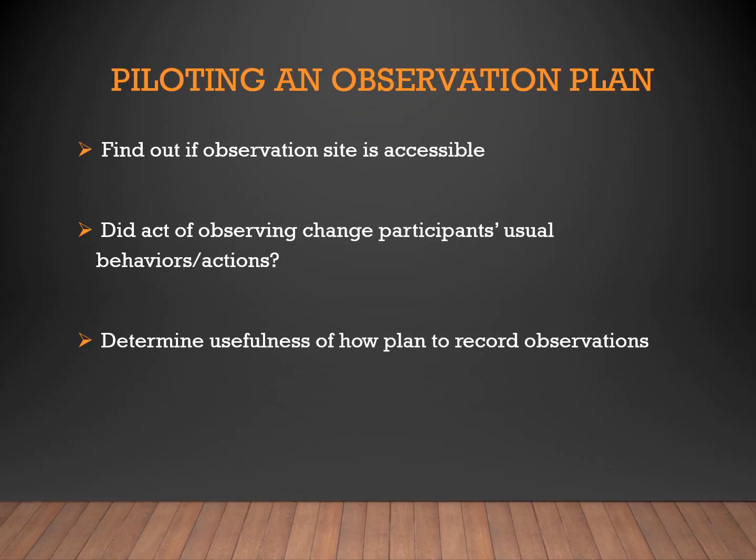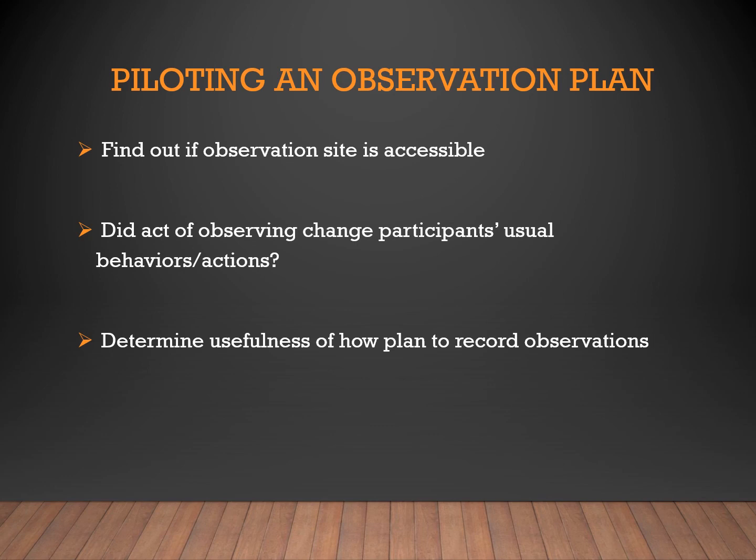Another thing you may do as a qualitative study is do observations. And so you can also pilot an observation plan for your study as well. The first thing you can do is find out if the observation site is accessible. You may have a grand idea that I want to check out this place or this action or this kind of cultural interaction or whatnot. You want to make sure that you can access it and be able to observe it without any issues.